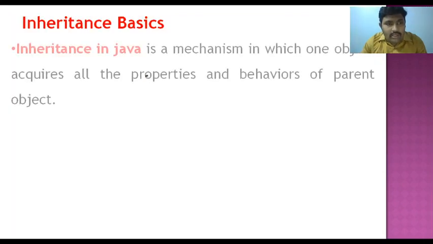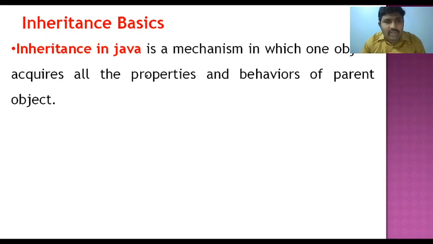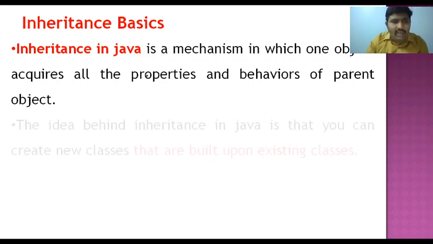Now let us look at the basic definition of inheritance. Inheritance in Java is a mechanism in which one object acquires all the properties and behaviors of the parent object. In terms of programming, every object has its own properties and behaviors through variables and methods. Properties means variables and behaviors are methods. So the variables and methods of every object will be taken by the child from the parent. That is nothing but inheritance.